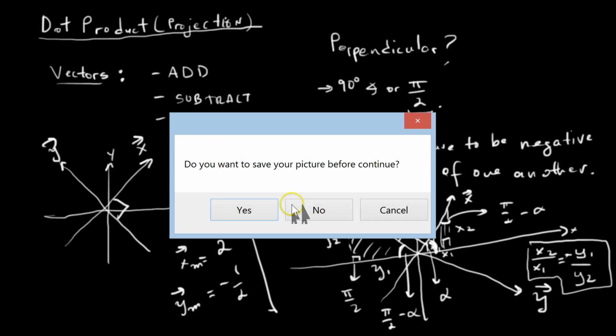Okay, so let me make a new page real quick. Okay, perfect. So we proved by geometry and by reasoning that x2 over x1 is equal to negative y1 over y2. Just the negative reciprocals, right?